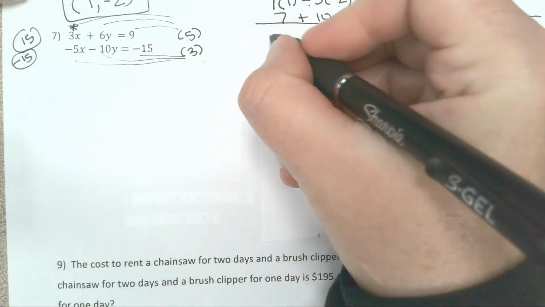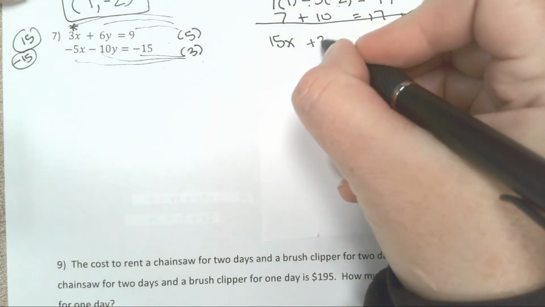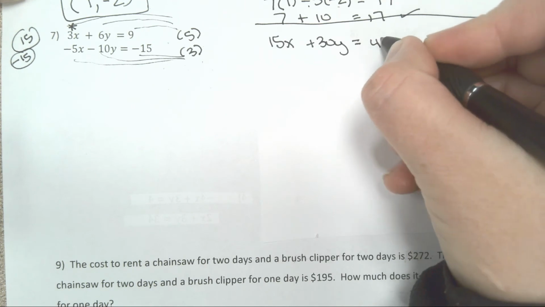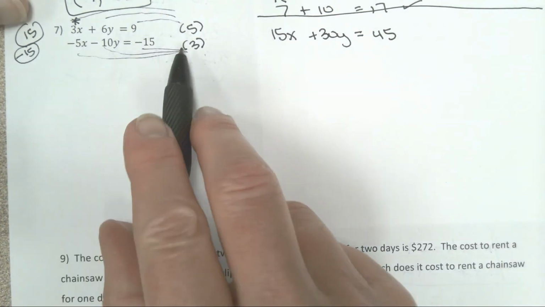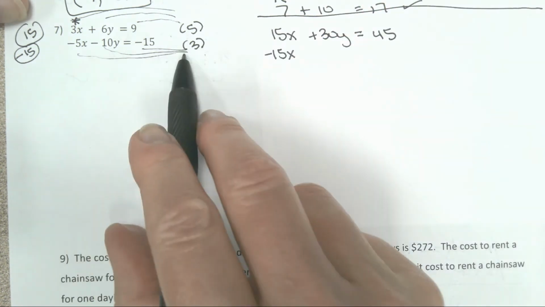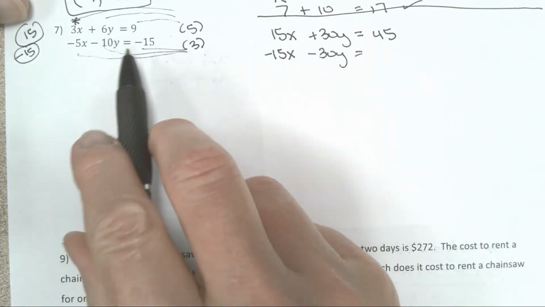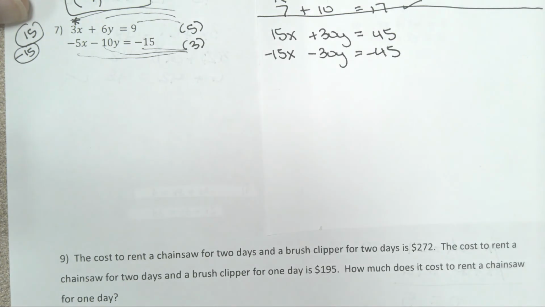So distribute the 5 to every term on top and distribute the 3 to every term on bottom. 3x times 5 is 15x. 6y times 5 is 30y. 9 times 5 is 45. Negative 5x times 3 is negative 15x. Negative 10y times 3 is negative 30y. And negative 15 times 3 is negative 45.